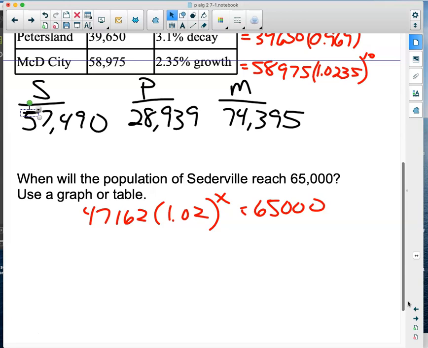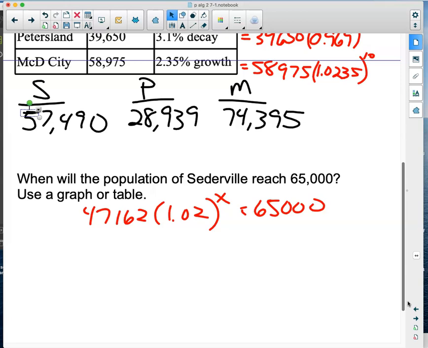And if you're thinking, okay, I'll divide both sides by 47,162, but then what do I do? Because I don't know how to get to this variable yet. I've never done that, where I have a power that's unknown. Well, we're not going to know for a while, because that involves logarithms. Has anybody had to use logarithms in their science classes yet? Okay, so we don't know how to do it now.